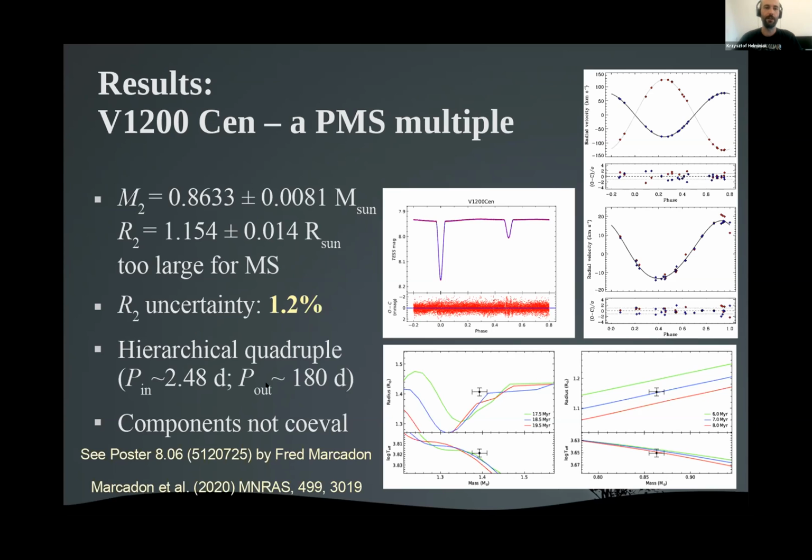We also found it's a hierarchical multiple, most likely a quadruple system with an inner binary period of 2.5 days and 180 days for the outer orbit. And the interesting part is that, probably due to the influence of the third light and the third and fourth components, the components of the inner binary are not coeval. If you want to see the details, please check poster 8.06 by Fred Marcadon or check his paper, which is also available.